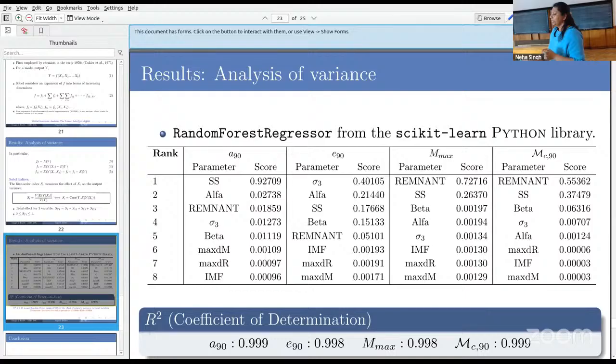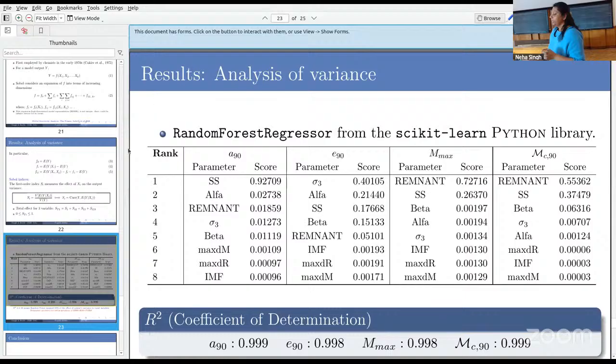And A90 means for a given model, 90% of the binaries are within this separation value. Similarly, E90, E is the eccentricity. E90 meaning for a given model, 90% of the binaries are within this value. M max is the maximum mass for that model. M chirp 90 is again the chirp mass of the 90% of the binary black holes.